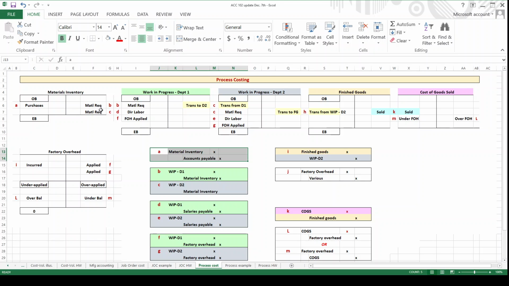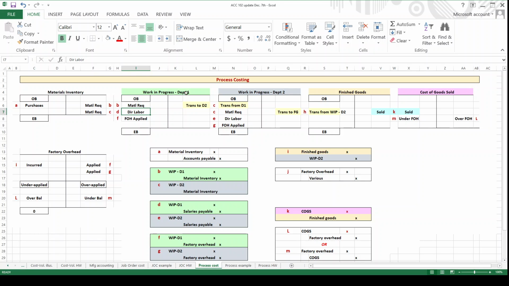We're going to have material requisitions, just as we did with job order costing. But instead of going into different jobs, little sub-accounts, and also in the main account, they go into different departments. So you see this material was added in department 1, and then material over here was added in department 2. Okay? So then we have the application of direct labor.